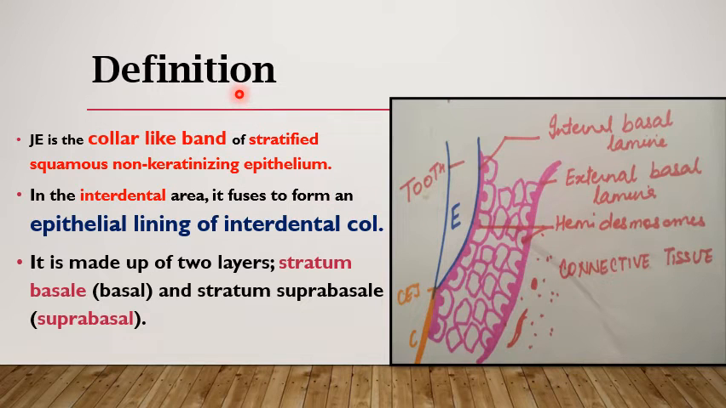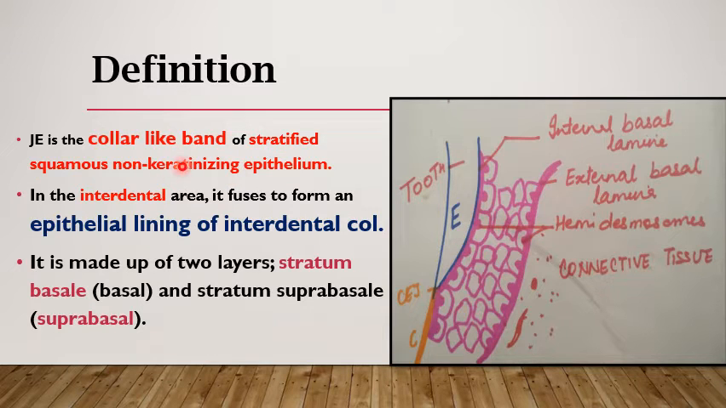Coming to the definition of junctional epithelium, it is a collar-like band. As we all know, this is like a band and it surrounds the tooth surface, and in the interdental area, it fuses to form an epithelial lining of the interdental cord. This is a stratified, that means it is multiple layered. It is squamous, that topmost layer consists of the flat cells, and non-keratinizing epithelium, that it doesn't have a keratinized layer.